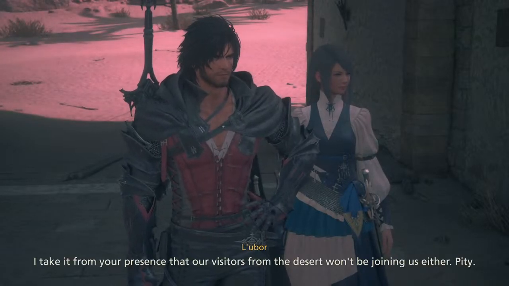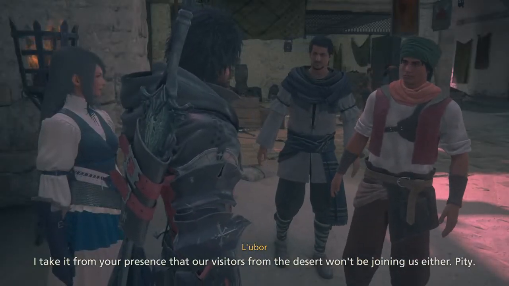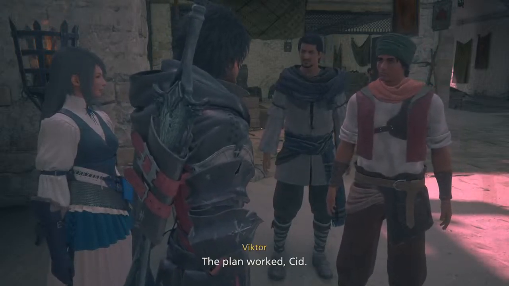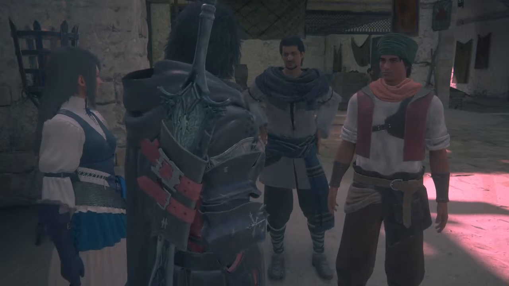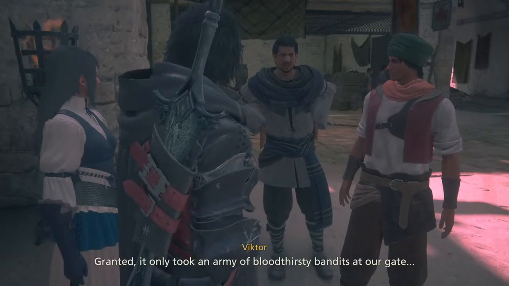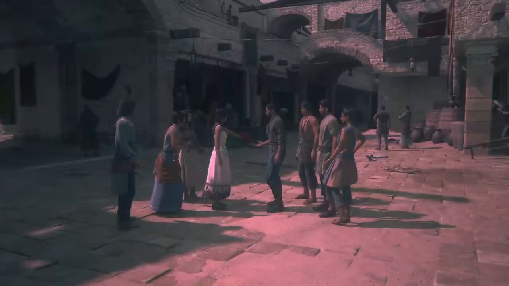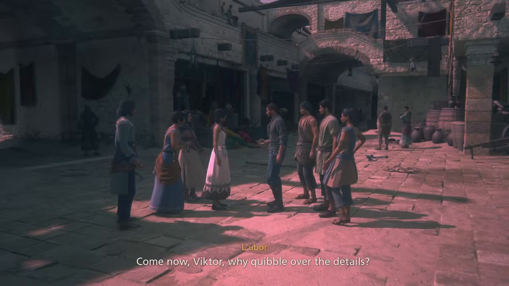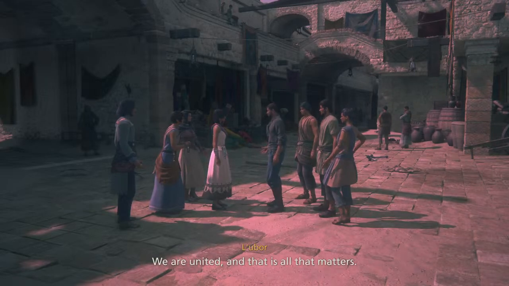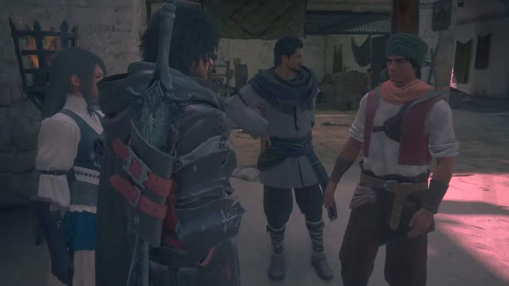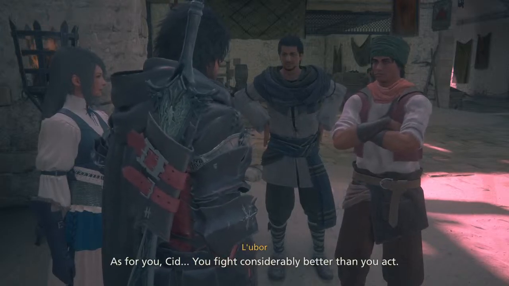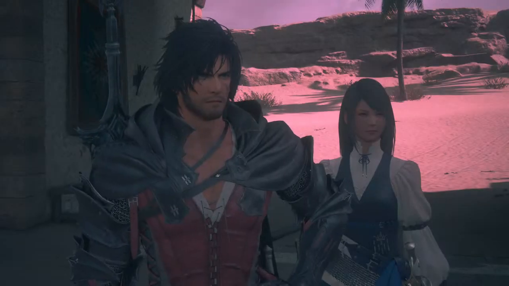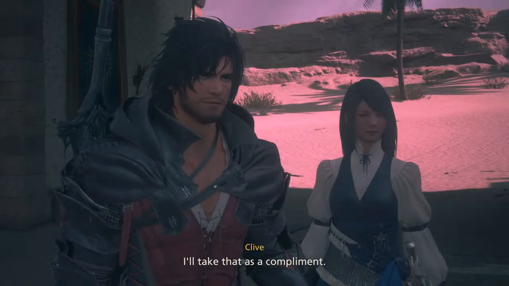I take it from your presence that our visitors from the desert won't be joining us either. Pity. The plan worked, Sid. Granted, it only took an army of bloodthirsty bandits at our gate. Calm now, Victor. Why quibble over the details? We are united, and that is all that matters. As for you, Sid, you fight considerably better than you act. I'll take that as a compliment.